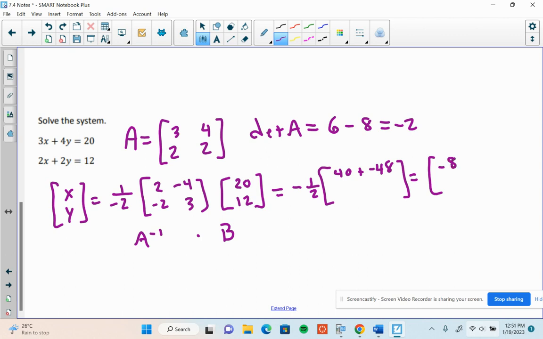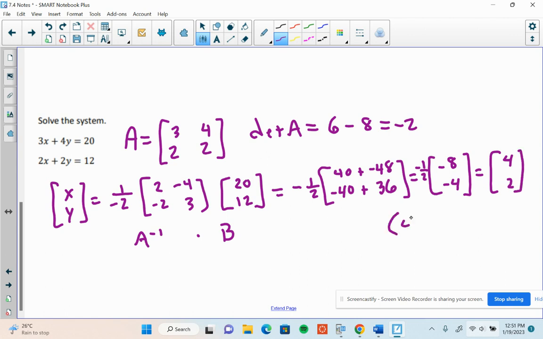As you go through, figure out what process works best for you. Negative 2 times 20 is negative 40. And then 3 times 12 is 36. Add those up, we get negative 4. Oops! Lost my negative 1/2. Don't do that. Okay, I still have to multiply by negative 1/2. So what do I have? I have positive 4 and positive 2.